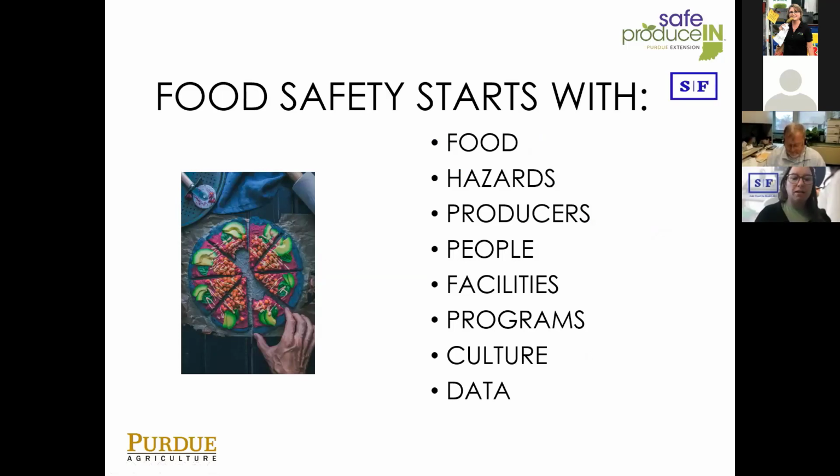So going back to what Dr. Deering said, I want to summarize it a little bit in a different way. She mentioned a lot about the data. Food safety does not start with data. She had some foundational things with the pathogenic bacteria and some of the hazards that are associated with produce. We know it doesn't start with writing it down, right? It comes in all different forms, but it's the entire pie. The pie consists of food, hazards, producers, people, facilities, programs, culture, and then data. Data is just how we connect all those dots.